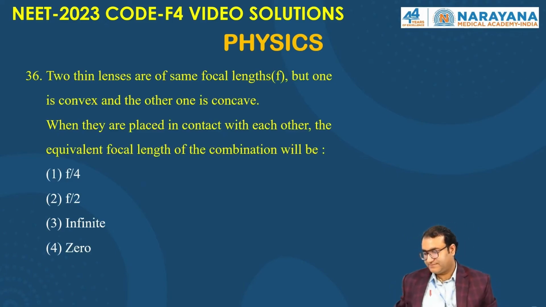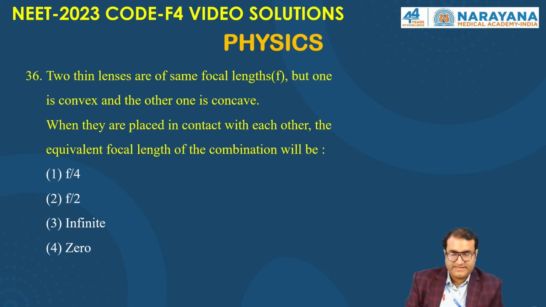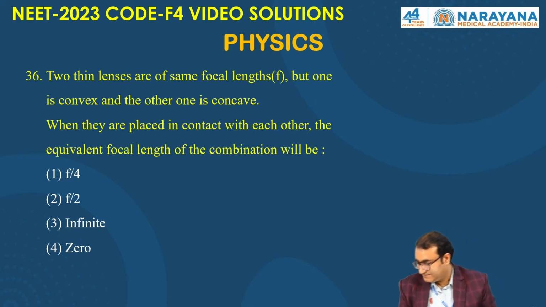Question number 36. Two thin lenses of the same focal length f, but one is convex and one is concave, are placed in contact with each other. Find the equivalent focal length of the combination. Let the equivalent focal length be f dash.